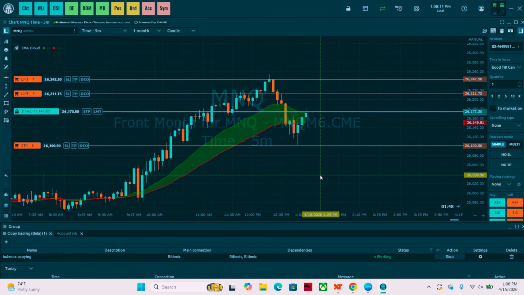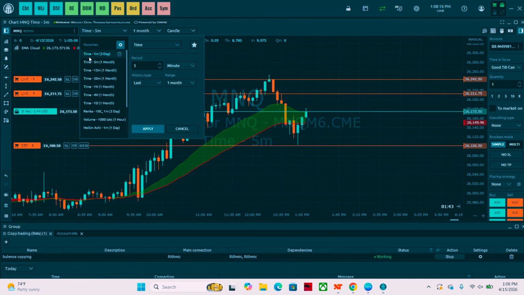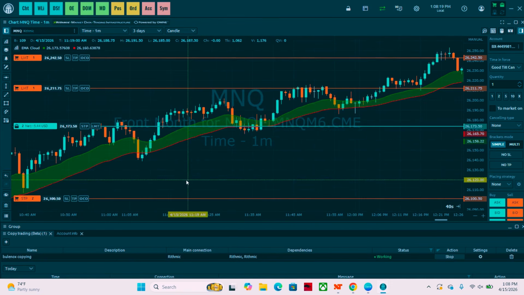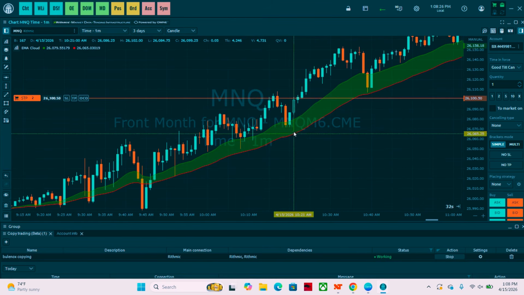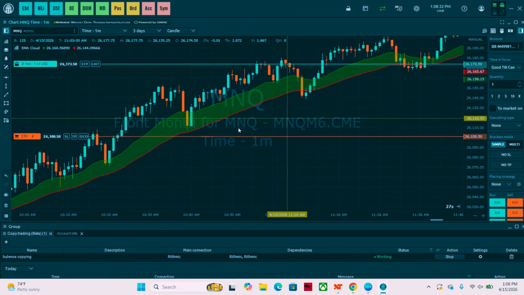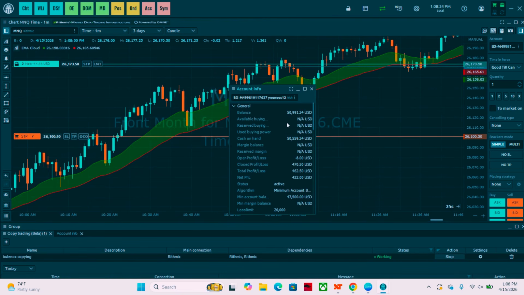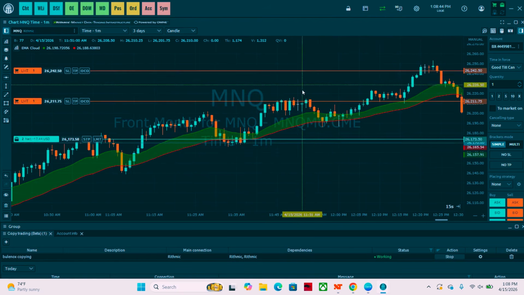So okay, this is what I wanted to show you guys, the EMA cloud trading. I did take a bunch of those trades, and I'm up about 400, let's see. Yep, I'm up about 400 some per account. So I'm copy trading those few accounts, just trading like 2 to 3 micros. So yeah, as you can see.